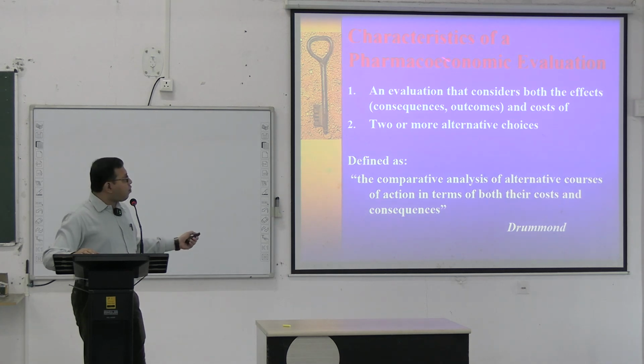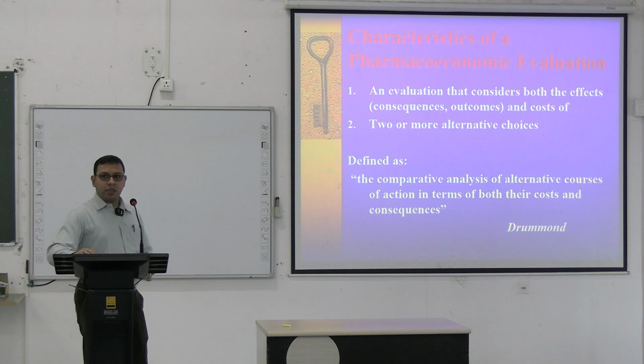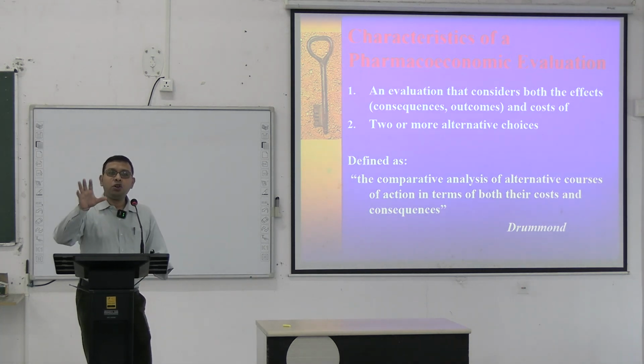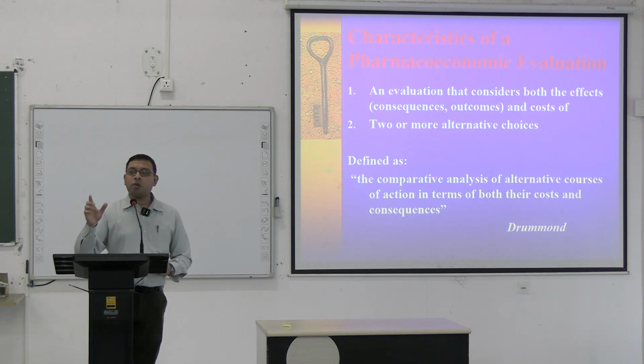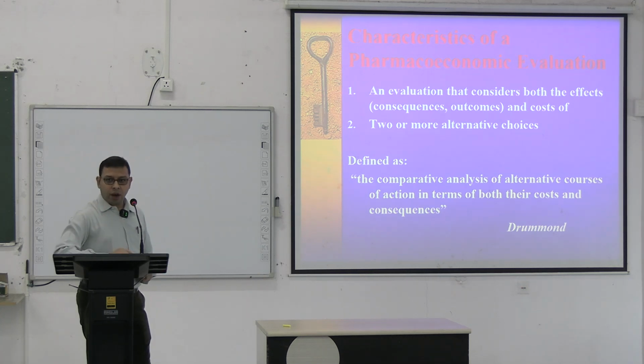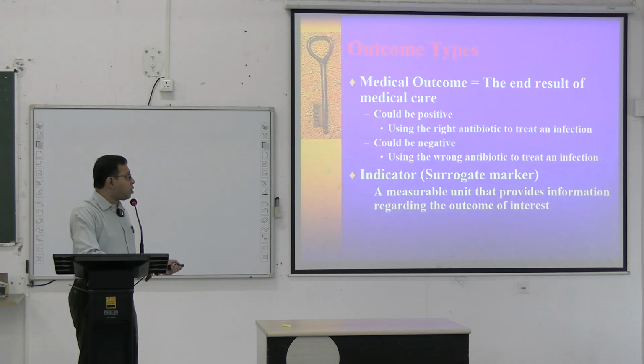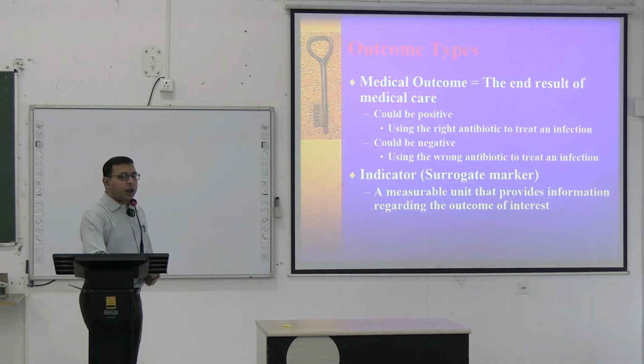It is defined as this: pharmacoeconomics, defined as the comparative analysis of alternative courses of action in terms of both their cost and consequences. Okay. So we are comparing, for example, two modes of treatment or two drugs, not only in terms of efficacy but also in terms of economy or cost consideration, and all of this analysis comes under the purview of pharmacoeconomics.